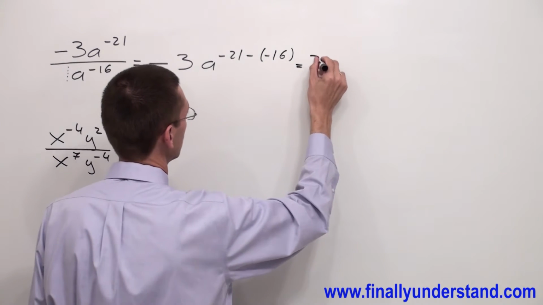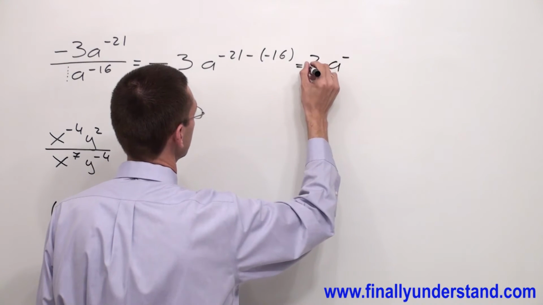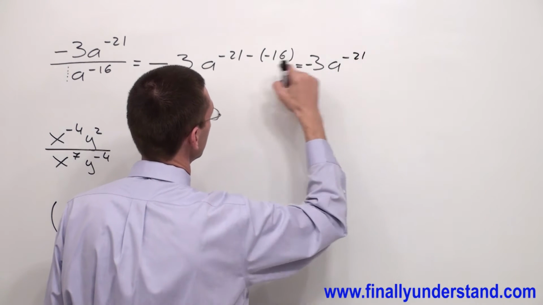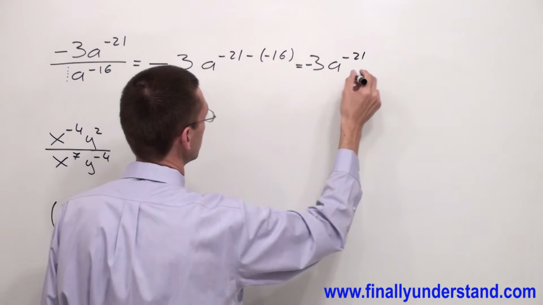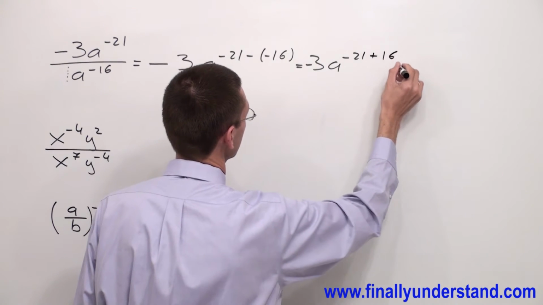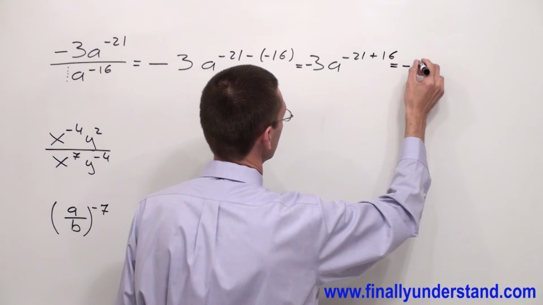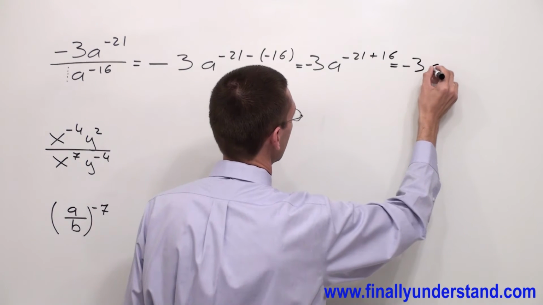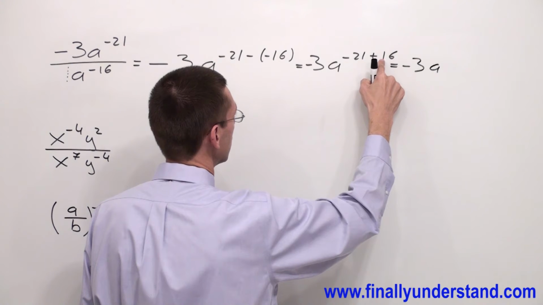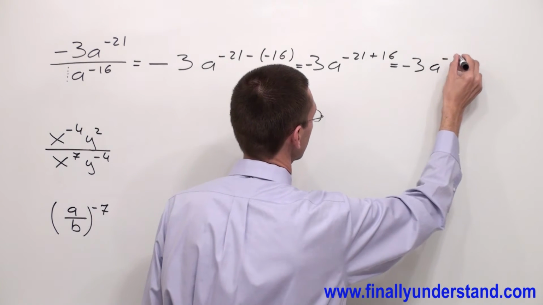That's why I'm going to have 3a to the negative 21, and negative times negative gives me positive 16. Now I'm going to have 3a to the negative 21 plus 16, which gives me negative 5.